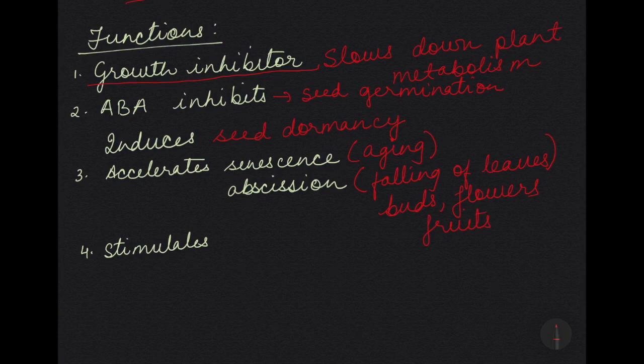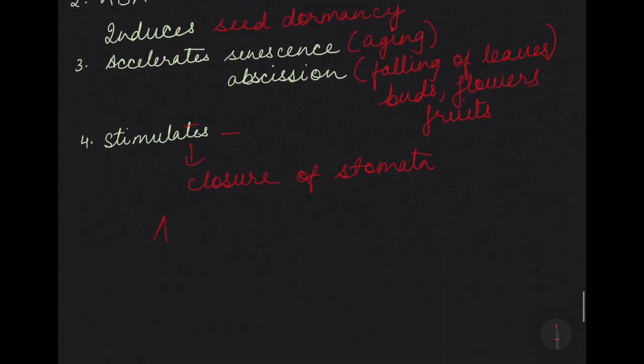And ABA stimulates the closure of stomata. Okay, in the epidermis, maximum of the stomata you'll find in the lower epidermis. So it increases the tolerance of plants to various kinds of stresses. Therefore, ABA is also known as the stress hormone. Remember, stress hormone for your one-word answers. Fill in the blank. So stress hormone is ABA.